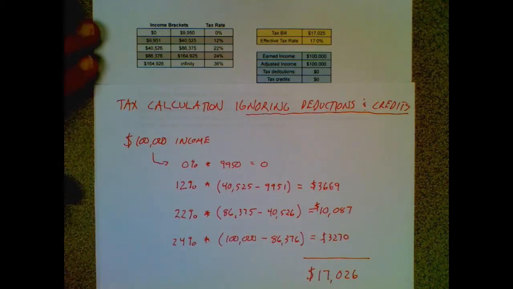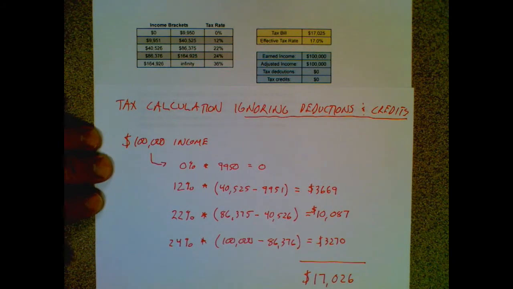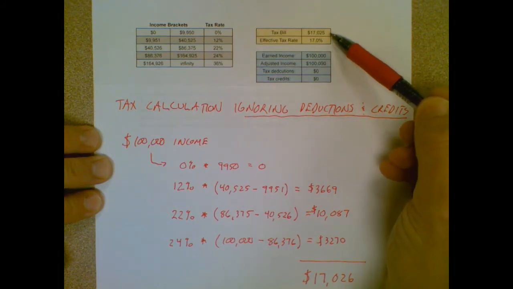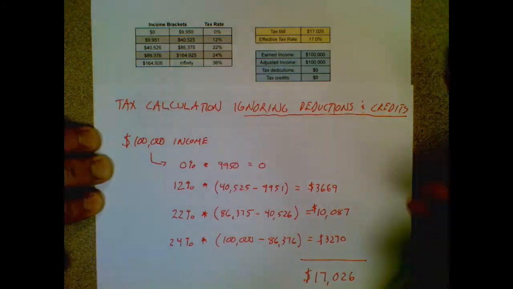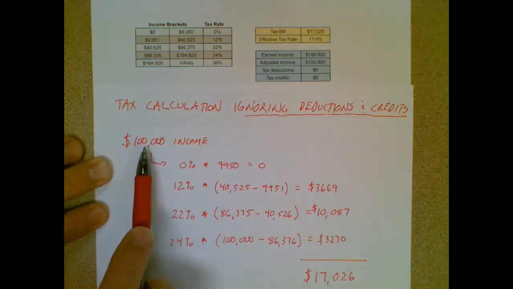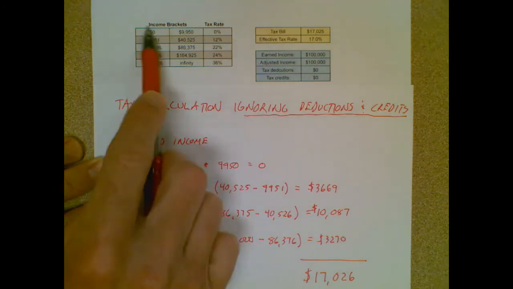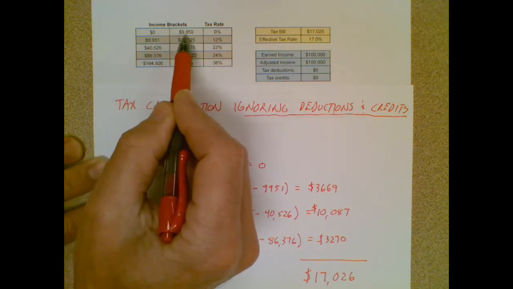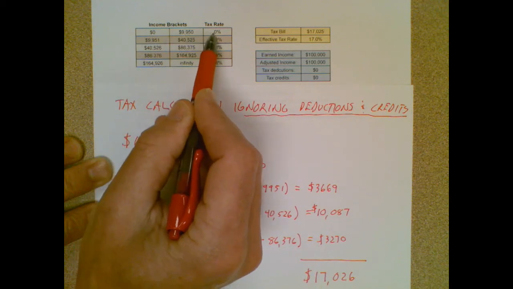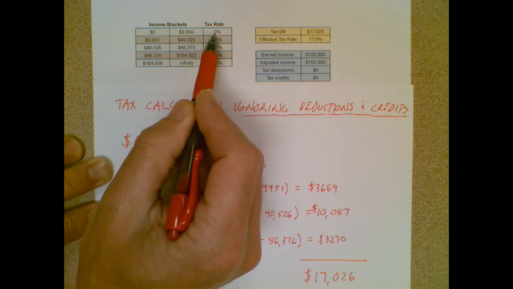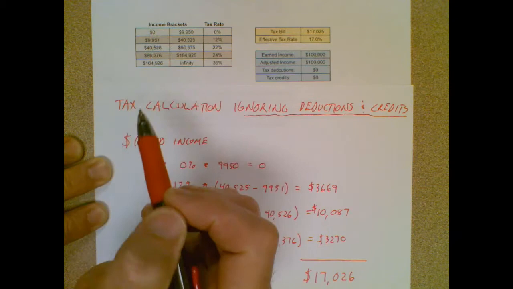So basically, we're going to show you what's going on behind the scenes in the spreadsheet. When the spreadsheet says you earned $100,000, your tax bill is $17,025. By the way, when I did this, I ended up with $17,026, so there's a tiny rounding error in there somewhere, but that's no big deal. All right, so here's what you do. You take your $100,000 income and you go up to the tax brackets. Your first $9,950 of income is tax-free. So if you made $8,000 in the entire year, your tax would be zero, because 0% times 8,000 is zero.